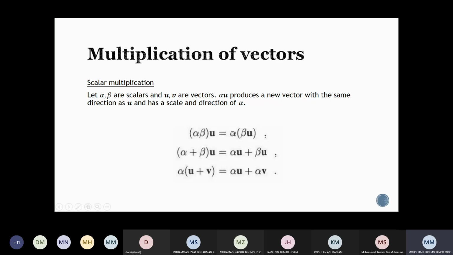So you can factorize alpha or factorize beta. So if we have alpha plus beta times u, so you can split them: alpha u plus beta u. So if you have alpha times u plus v, so you can multiply to each of these vectors: alpha u plus alpha v. Okay, so this is multiplication with a scalar.